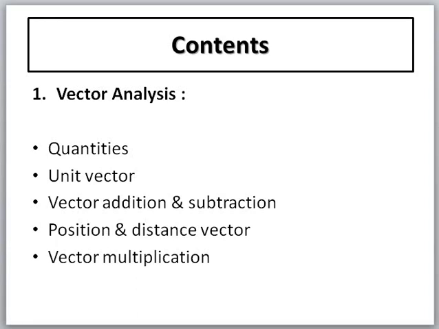Now let's see the content. First of all, we will learn about the quantities. The second point is the unit vector, then vector addition and subtraction, and the next point is position vector and distance vector. The next point is vector multiplication.